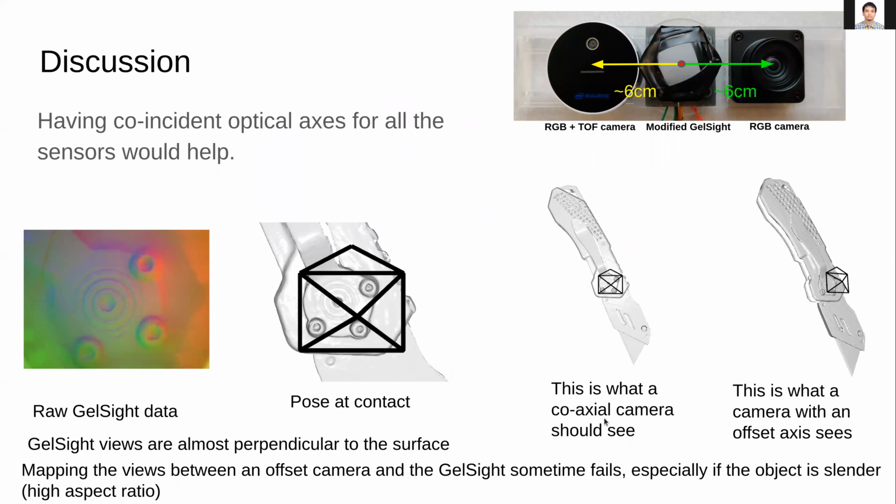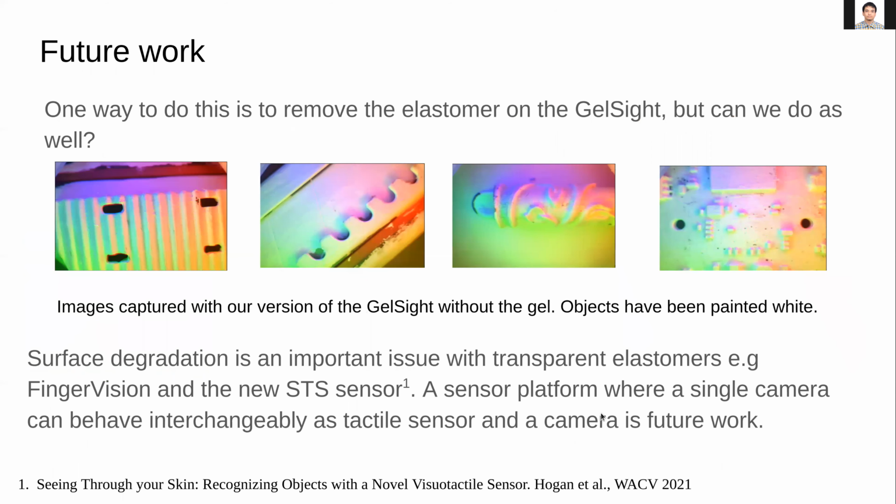We found that having tactile and visual sensors with coincidental optic axis would help. In our current setup, the cameras are 6 centimeters apart from the gel side due to their physical dimensions, and this introduces discrepancies in the views of the cameras and the simulated view of the gel side, especially for slender objects. To address this, we hope to remove the elastomer of the gel side and create a foveated ensemble of cameras in its place, which can interchangeably work as a vision and a tactile sensor. It would also solve the surface degradation problem of the tactile sensor in future work.